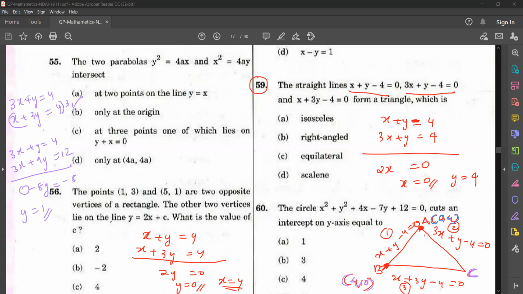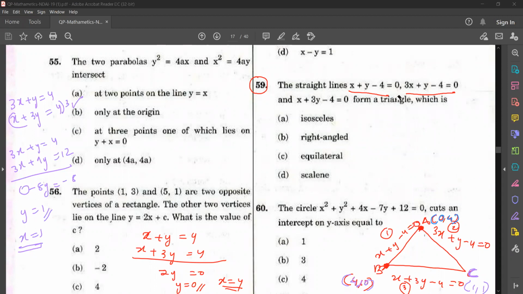So substitute that 1 in the first equation, what you'll get? 3x plus 3 equal to 4, isn't it? Then you'll get x equal to 1. So point C is 1 comma 1. So I'm just redrawing this figure clearly with the vertices.